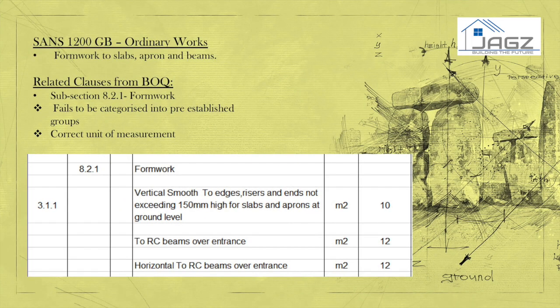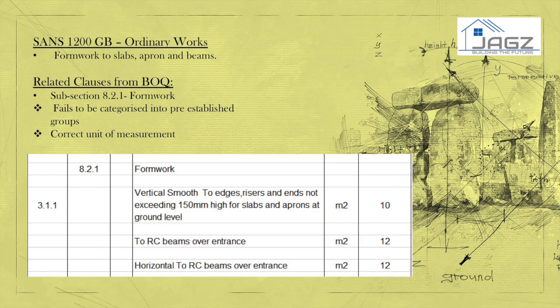Subsection 8.2.1 Formwork. SANS 1200 GB provides a specification for each type of formwork, namely rough, normal, and special, which is categorized into three groups with meters squared as the unit of measurement. Moreover, it states that the position or the element in the work shall be stated for each quality of finish. Concerning the normal and special finishes, separate items will be scheduled according to their different angles of inclination of formwork.